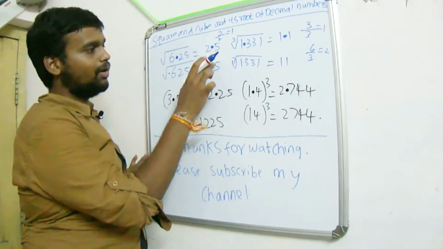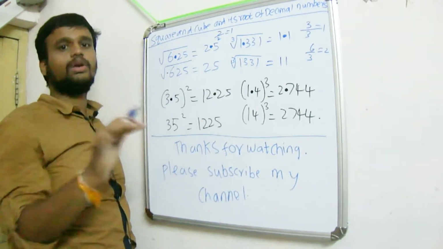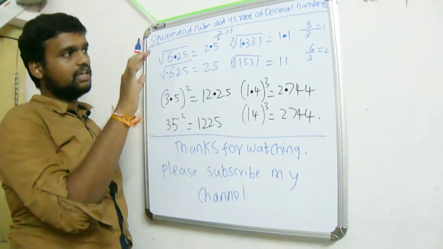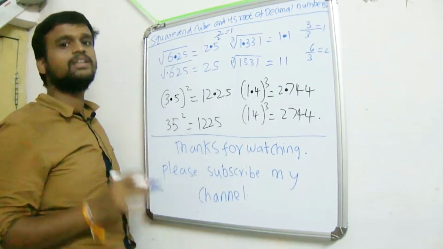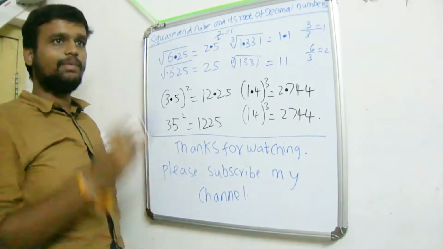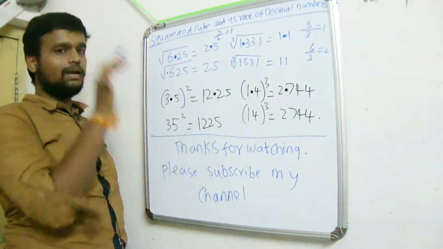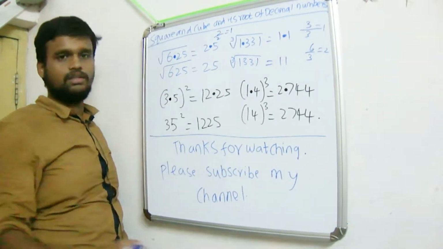So the number of digits after the decimal point inside a square root must be even, and in the cube root the number of digits after the decimal point must be a multiple of 3. It can be 3 digits, 6 digits, or 9 digits. In the case of square root, it must be even. That's the basic concept.